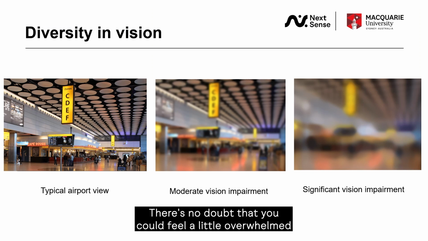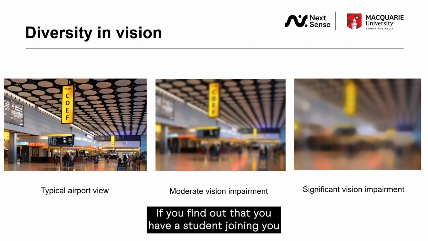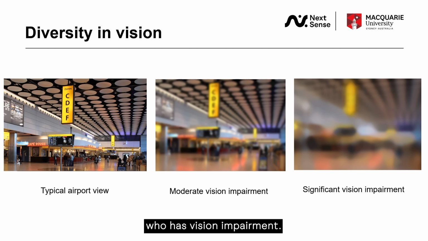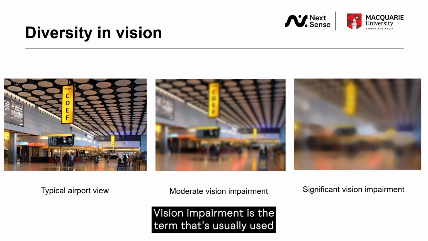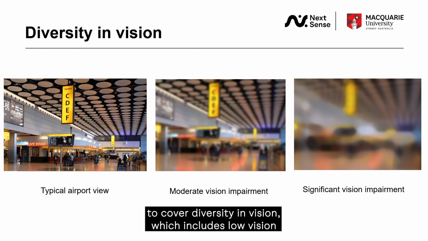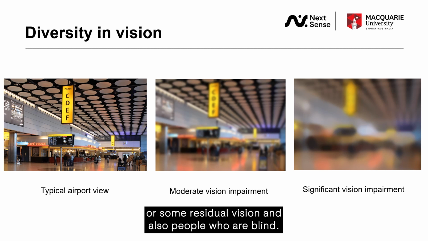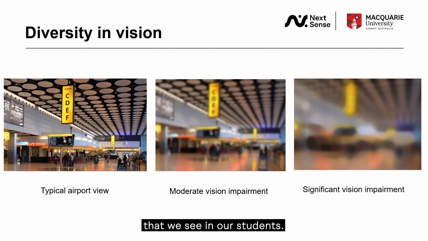There's no doubt that you could feel a little overwhelmed if you find out that you have a student joining you who has vision impairment. Vision impairment is the term that's usually used to cover diversity in vision, which includes low vision or some residual vision, and also people who are blind. Low vision is the much more common category that we see in our students.